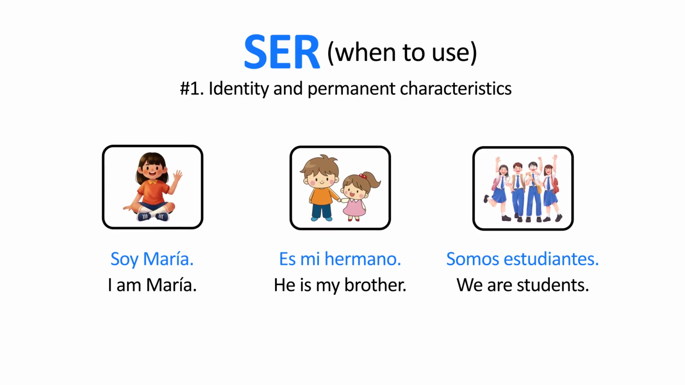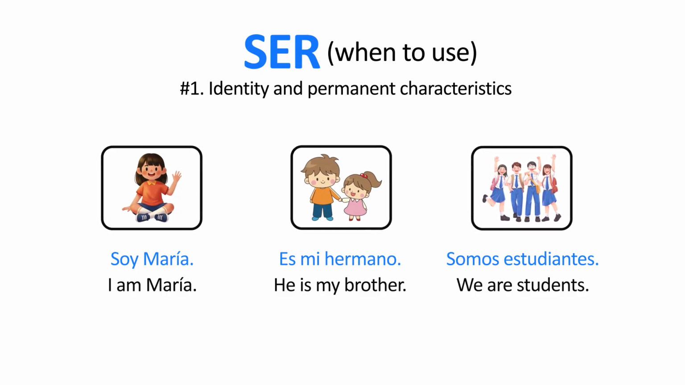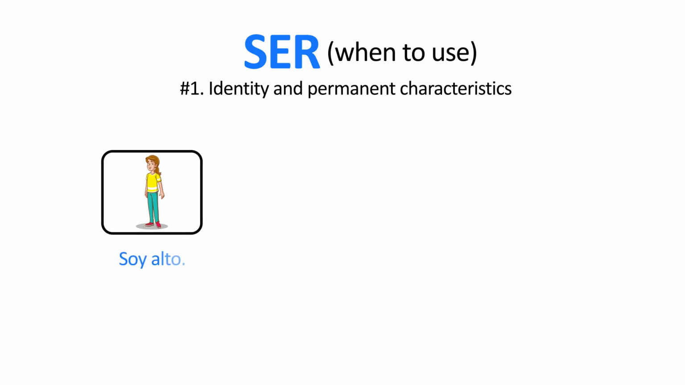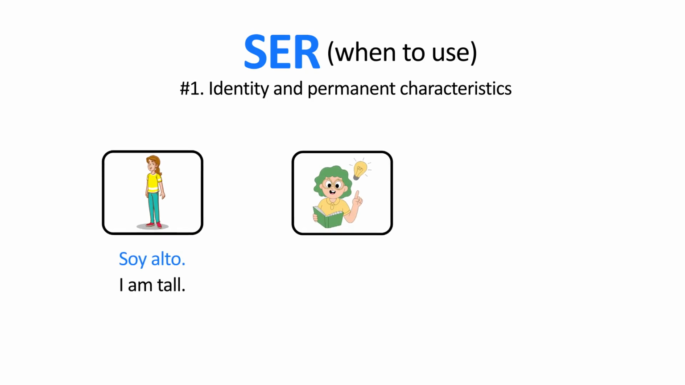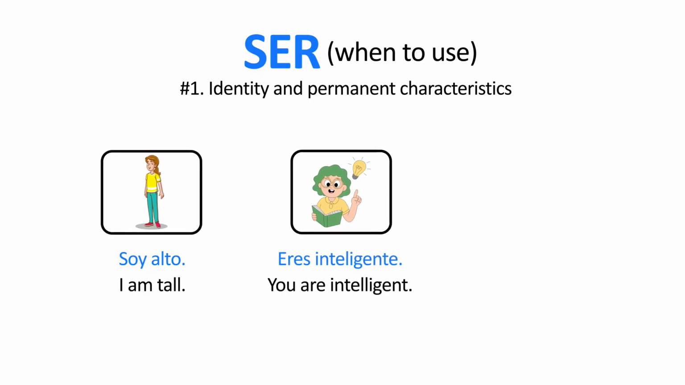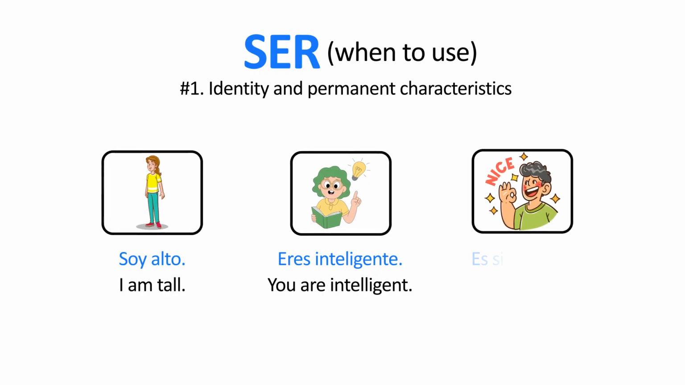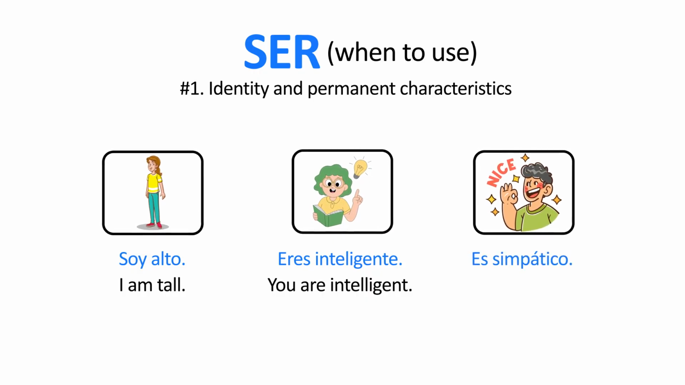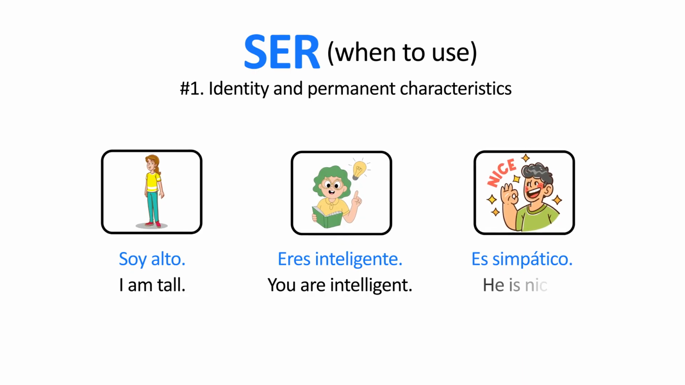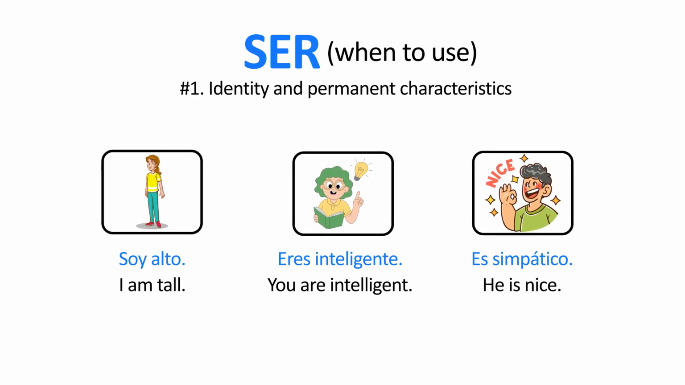For characteristics that are inherent or long-lasting, use ser. Soy alto. I am tall. Height is a stable characteristic. Eres inteligente. You are intelligent. Intelligence is a fundamental trait. Es simpático, pronounced simpático. He is nice. We're talking about his personality, not a temporary mood.